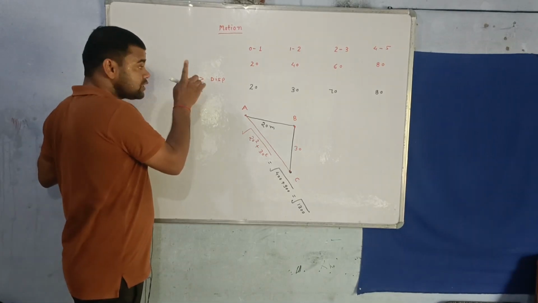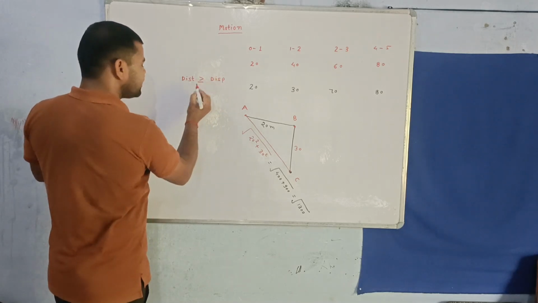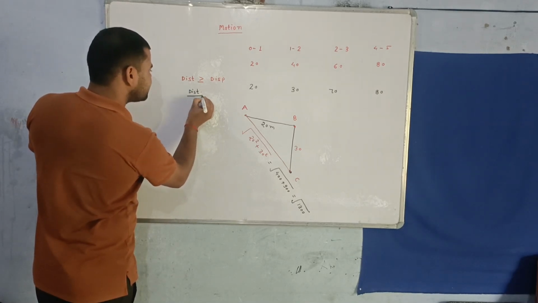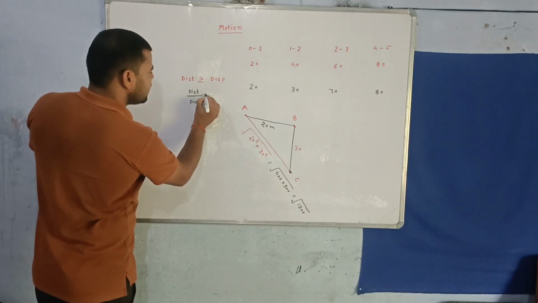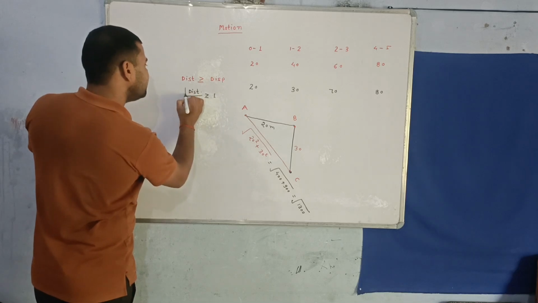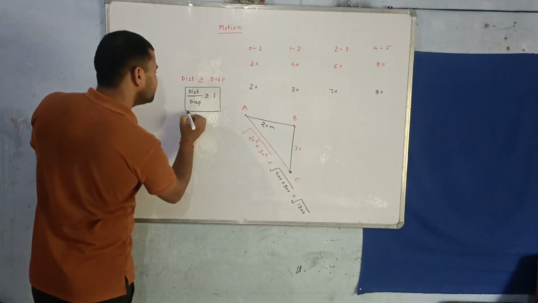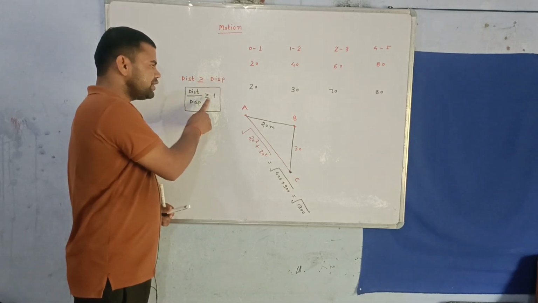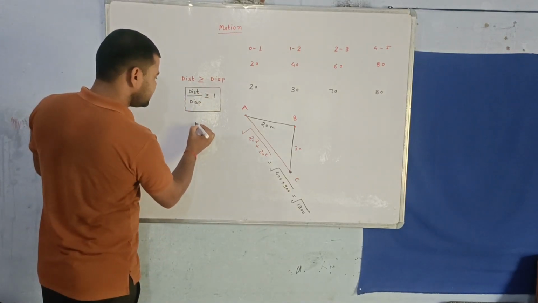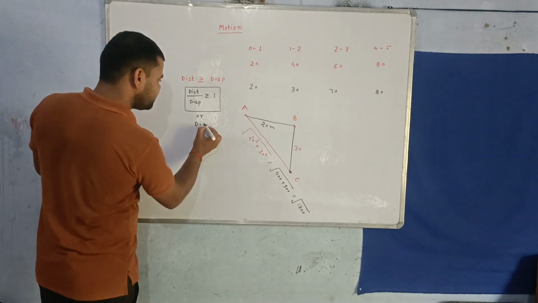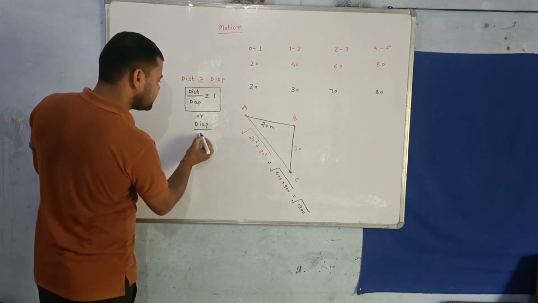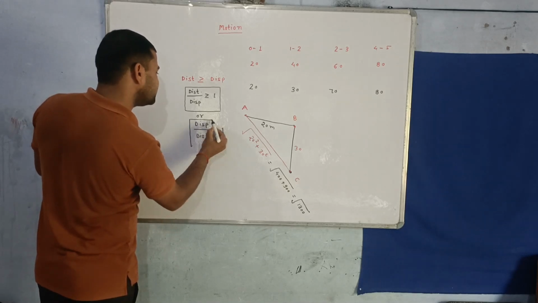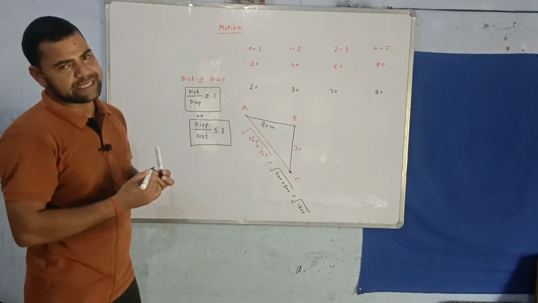The distance cannot be smaller than displacement. And the ratio of distance to displacement is greater than or equal to 1. It is a very, very important thing from the competition point of view or your board classes point of view. The ratio of distance to displacement will be greater than or equal to 1. But the ratio of displacement to distance will be less than or equal to 1. This is one way to define displacement and distance.